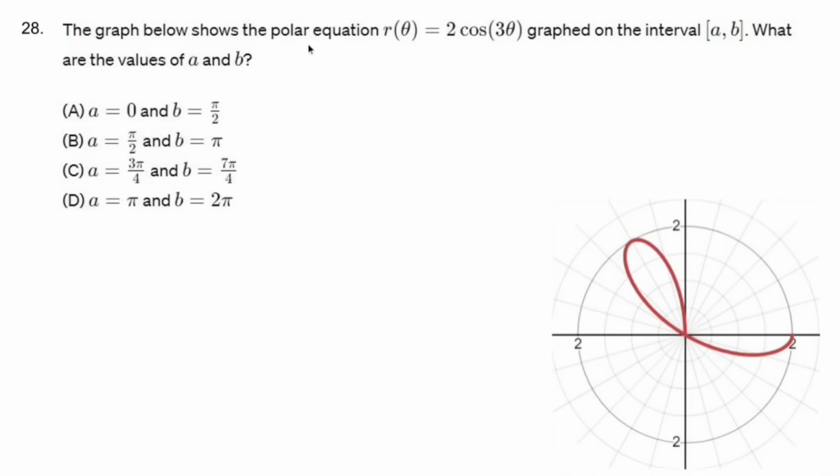The graph below shows the polar equation r of theta equals 2 cos 3 theta graphed on the interval A B. What are the values of A and B? All right, so obviously I don't have the whole picture. If you have your pictures memorized, you know that since that's odd, you're going to have a 3-petal rose-looking thing that goes out to 2. And since this is cosine, and I'm not even going to attempt to draw this, it's going to look like that.